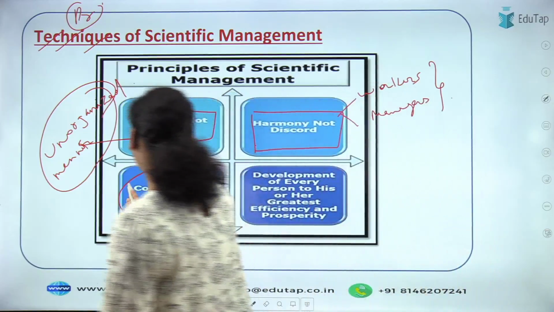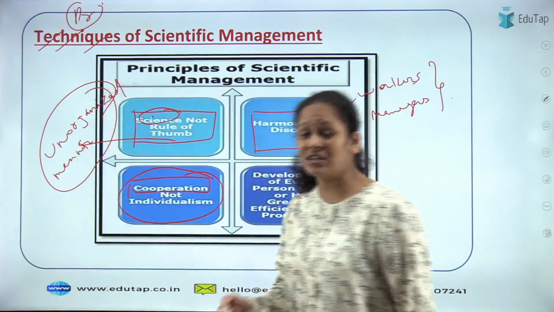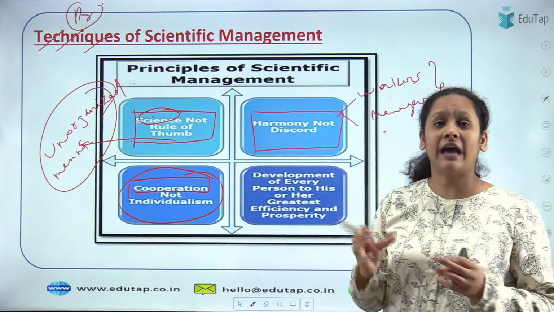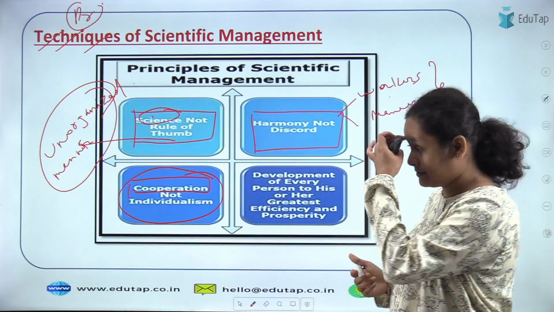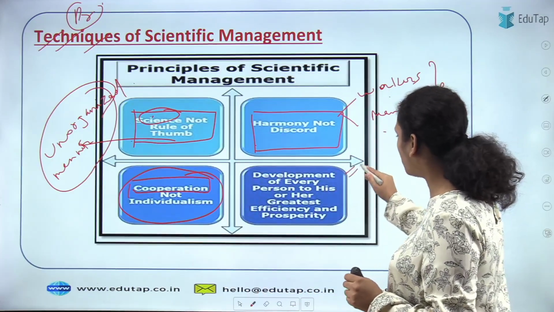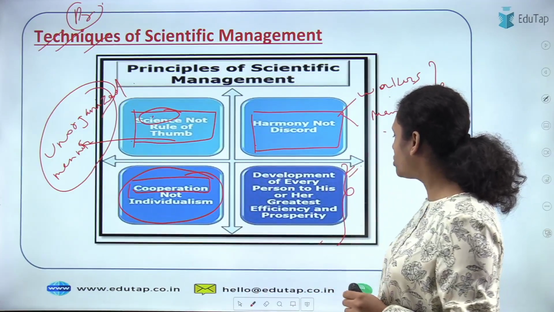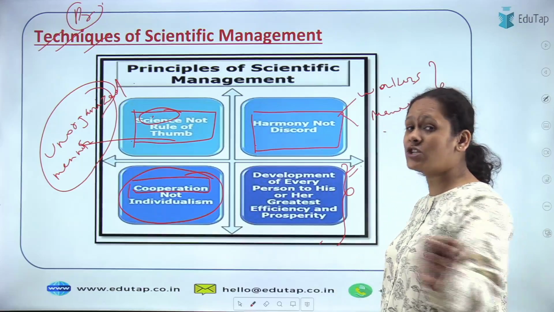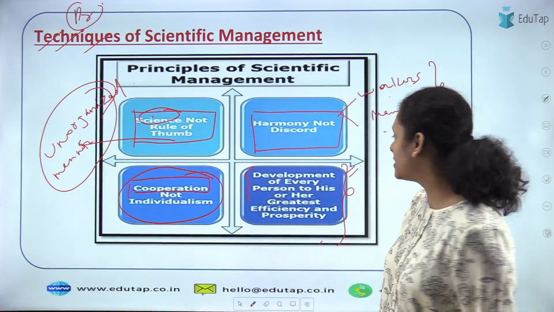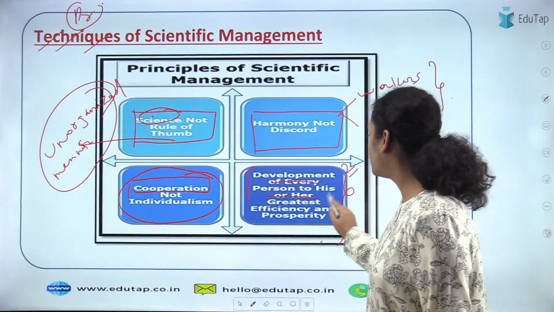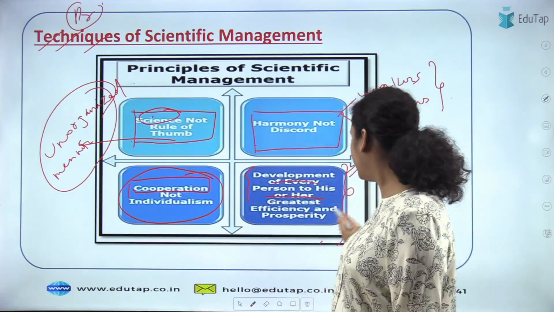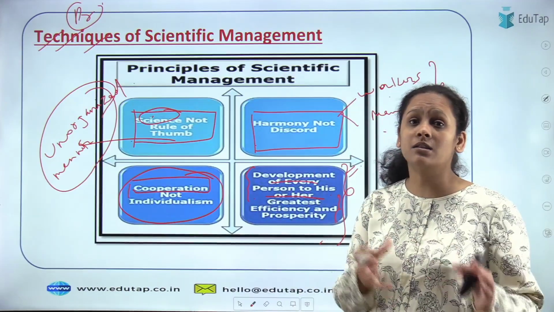What do I mean by cooperation? That constant interaction between the worker and the manager, and they carry out the task in a cooperative manner. And finally, Taylor also said that in case of workers, the development should be carried out in each and every person. The development should not be restricted to any single person, but every person should be able to perform his work efficiently. Everyone should be able to give maximum output.